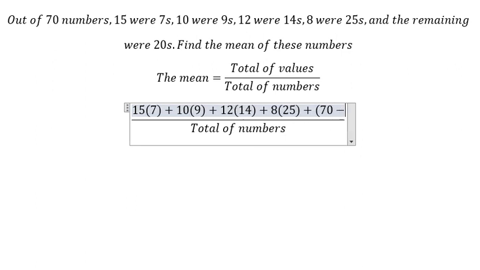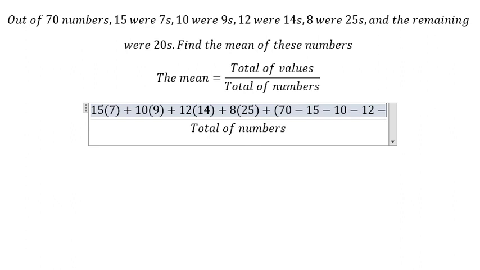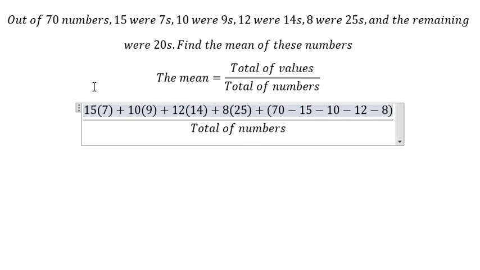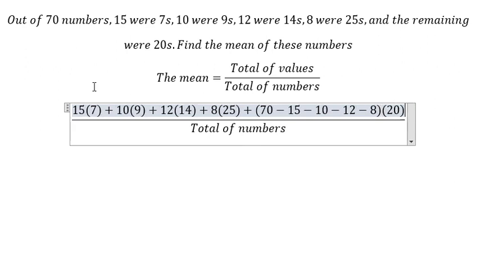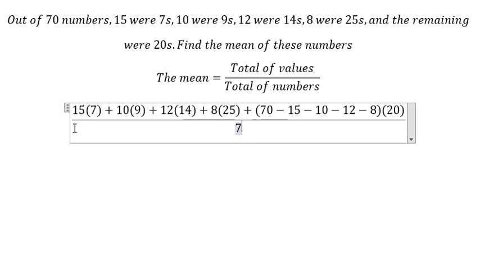We need to minus about 15, 10, 12, and 8. Later that we multiply by number 20. We need to divide by the total of the numbers. That's about number 70. So I will put about 70 in here.